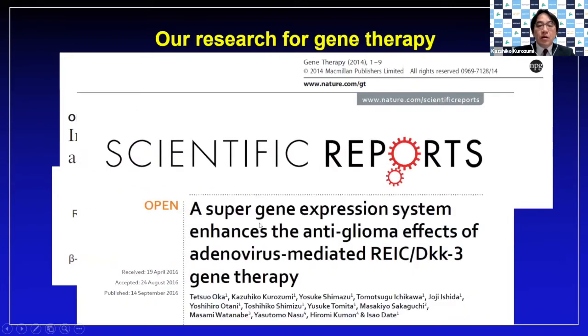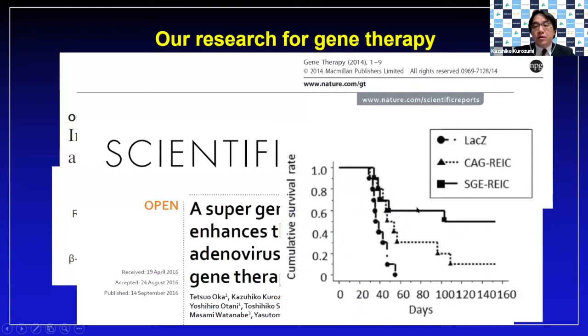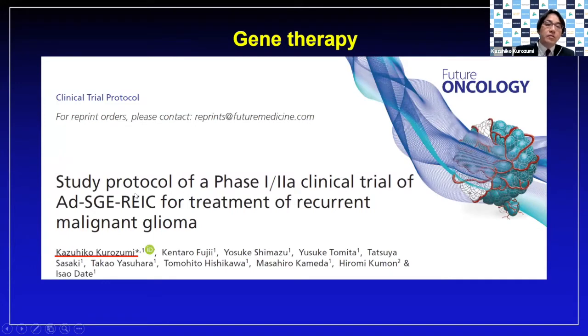Another one: at Okayama University, they made a super gene expression system, adenovirus-mediated REIC/Dkk-3. The enhancer is different from the prototype ones. Then we can show significantly prolonged survival compared with conventional types. Then we moved to the clinical trial. This is the study protocol of our phase 1/2a clinical trial of Ad-SGE-REIC for treatment of recurrent malignant glioma. I also made a protocol for this gene therapy.